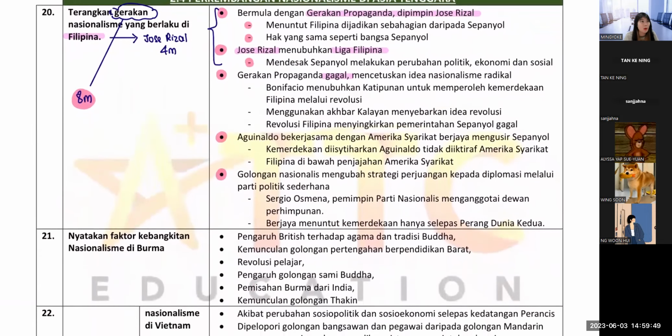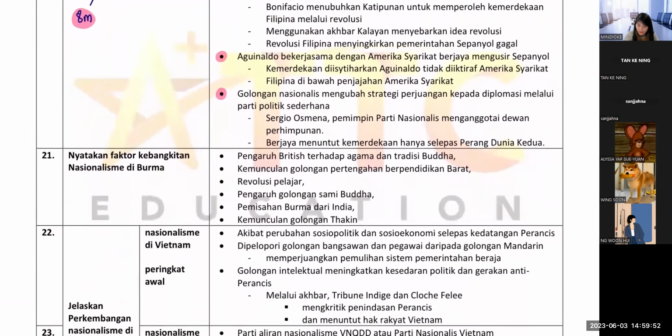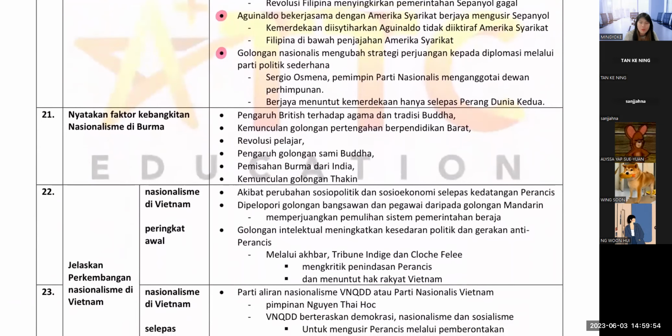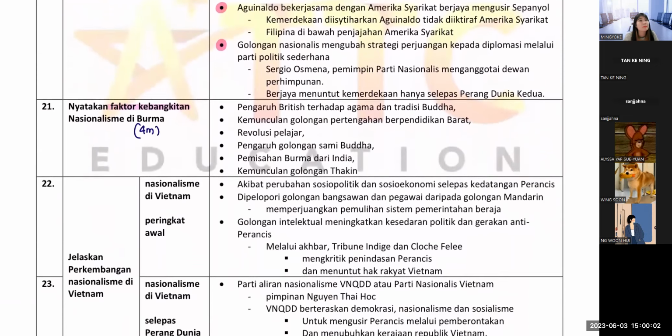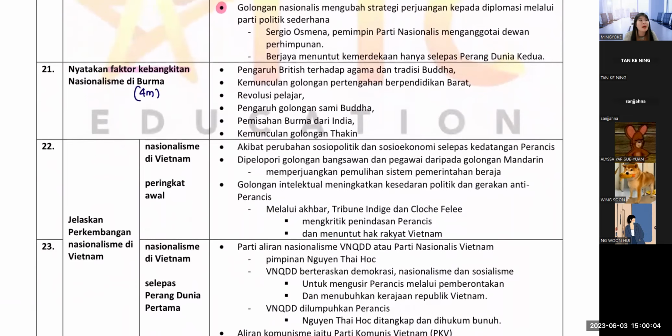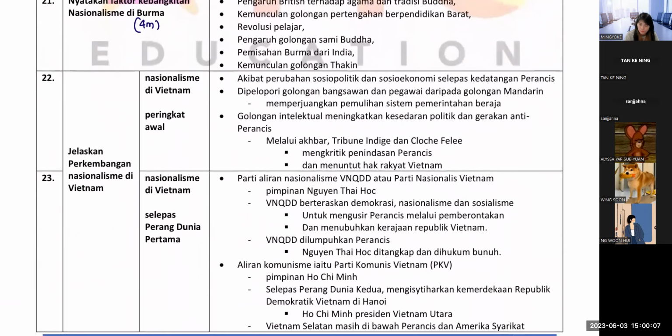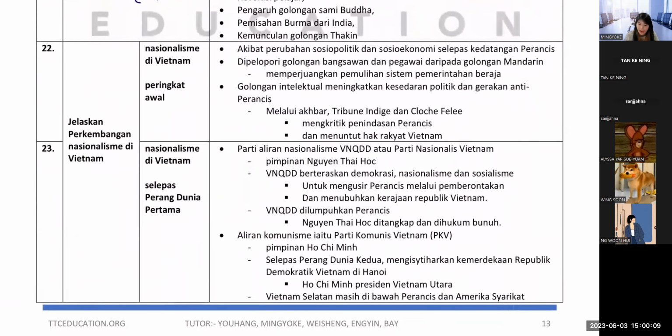Then move on to the next one, which is faktor kebangkitan nasionalisme di Burma. For Burma, they only care about faktor. Then you just remember 4 marks. Burma is Myanmar. For Vietnam, they have perkembangan awal and selepas Perang Dunia Pertama. So awal is 4 marks, selepas Perang Dunia Pertama is 4 marks, or in total perkembangan is 8 marks.